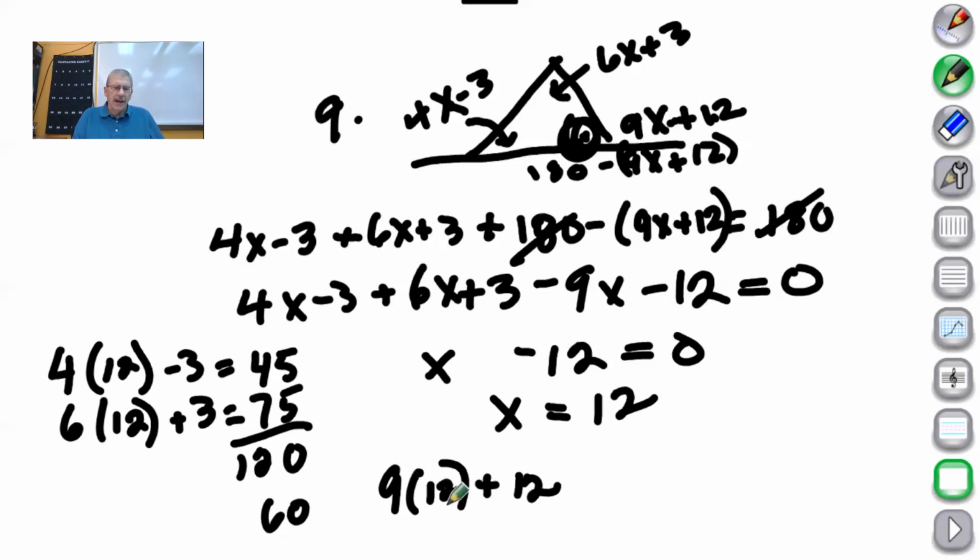That would be what, so you have to be kind of careful. But they didn't ask for the angle inside, they asked for the angle outside. 108 plus 12 is 120. And that's where they got their answers. Okay, so that would be 120 degrees.